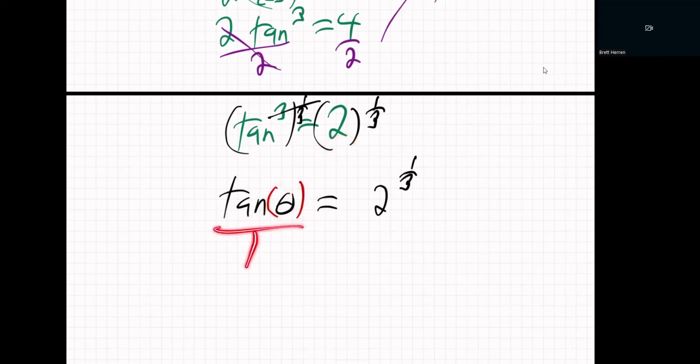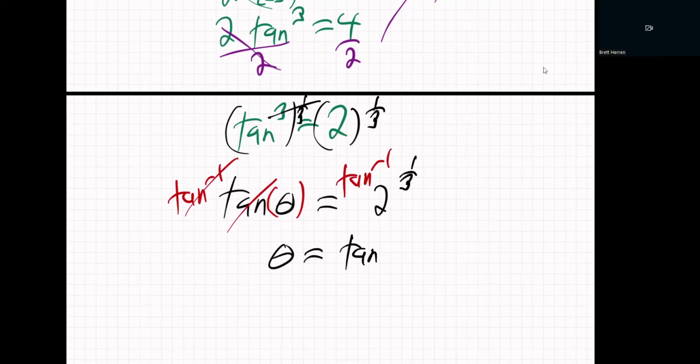Anyway, long story short, you can't divide by the tangent. No, you do inverse tangent. That's why we have inverse trig functions. Whatever you do to one side, you do to the other. That's what cancels it out. So you get theta, tangent inverse of 2 to the 1/3. That's our angle. Let's go to Desmos.